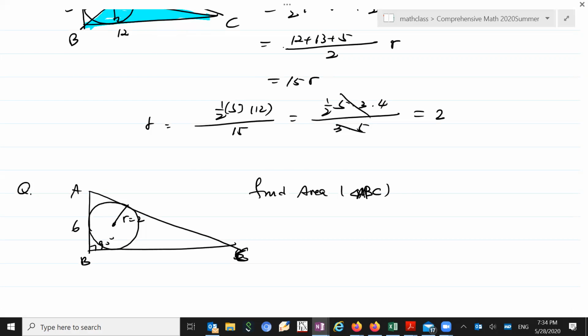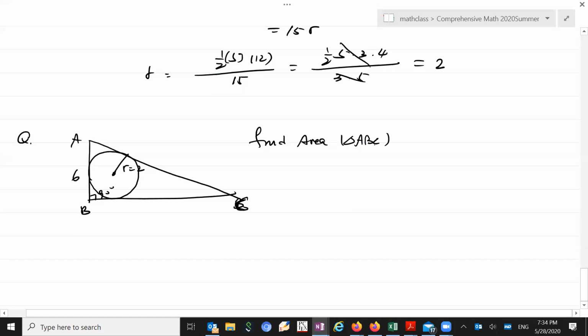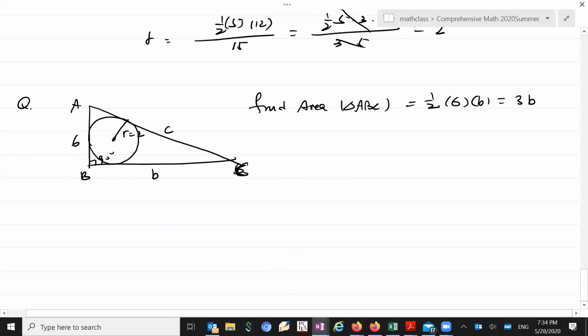We have to set up a lot of equations in order to solve it. I know you did the problem; some could solve it, some couldn't. In order to find this area, this is a right triangle, all you need is to find B. So this is half of 6 times B, which is 3B. If you can find one side, then you get it, right? And this side is C. This is the Pythagorean theorem: 6 squared plus B squared equals C squared.